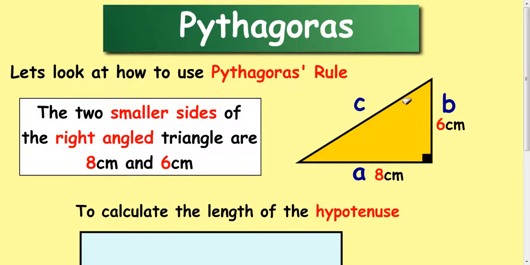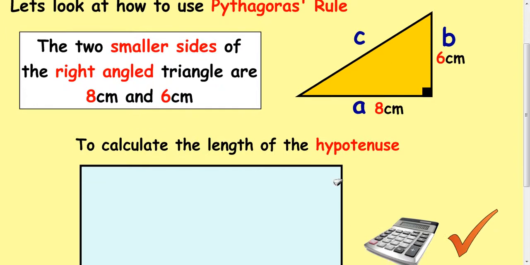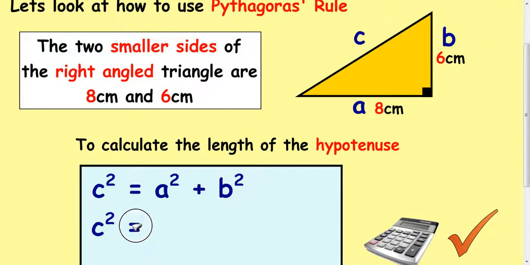Now the way to start this, to calculate C, the longest side, we write the formula out. So C squared equals A squared plus B squared. That's the starting point. The next thing you do is fill in the information that you've got on the triangle. So we know that A is 8 and we know that B is 6. So write down C squared equals 8 squared plus 6 squared. All we've done is taken the 8 and replaced the A with that, and taken the 6 and replaced the B with that.